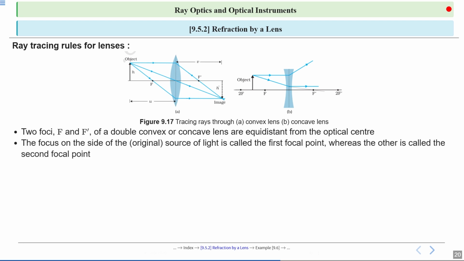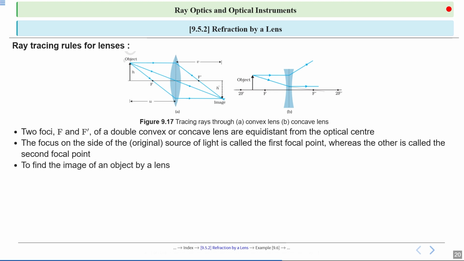The focus on the side of the source of light. Source of light means on the side from which incident rays are coming. So from the side of source of light, that focus is known as first focal point, or we can say first focus. Whereas the focus on the other side is known as second focal point, or we can say second focus. So focus on the same side of the object, or focus on the side of source of light from which incident light is coming, that focus is known as first focus, and focus on the other side is second focus.